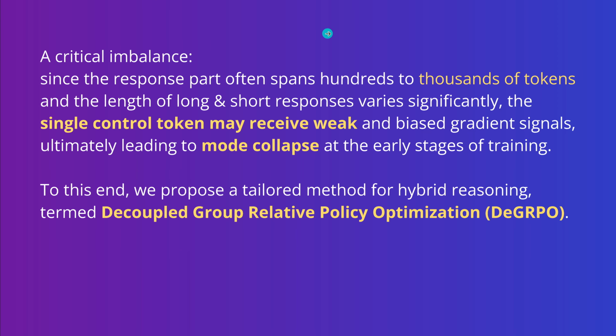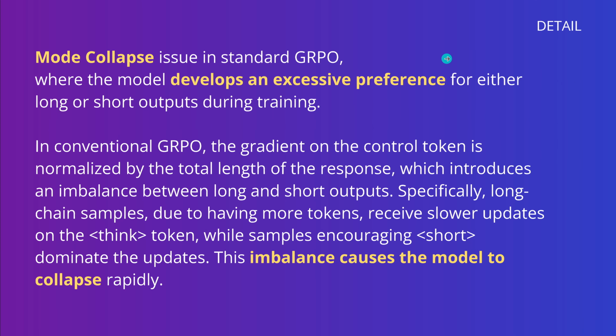So, I talked to you about how we have a problem if we go with the regular GRPO. Since the response part often spans hundreds or thousands of tokens, as I showed you, 21K, and the length of the long and the short responses vary significantly, the single control token that we have at the beginning may now receive weak or biased gradient signals. And this leads, if you look in detail at this, and you see this in the paper, to a mode collapse at the early stages of training. So classical GRPO does not work if we have a, if you want, split mode hybrid system. So this is really important.